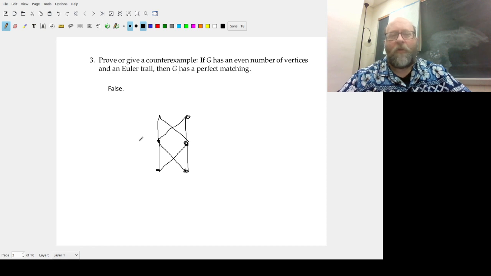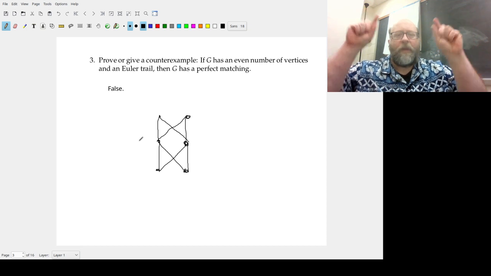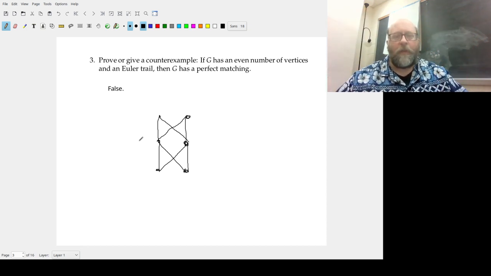but it doesn't have a perfect matching, because if it did, the top 2 vertices can only match to the middle 2 vertices, but the bottom 2 vertices can only match to the middle 2 vertices. And so there's no way to match the top vertices and the bottom vertices in this graph. So number 3 is false.